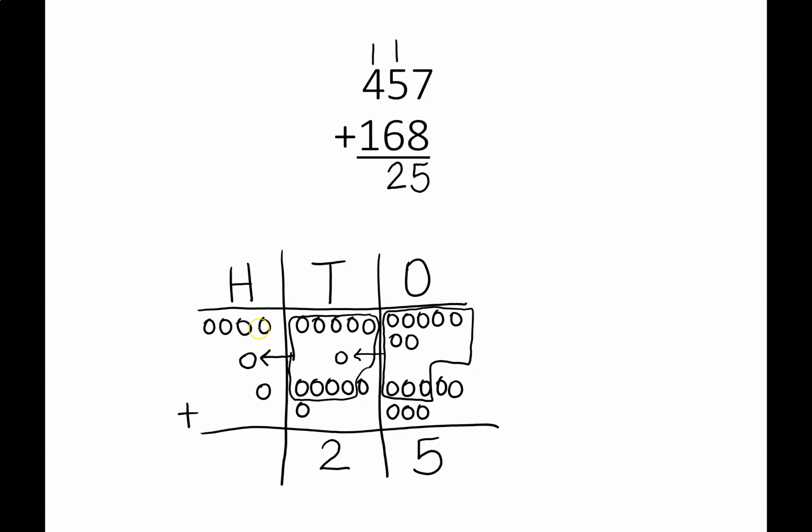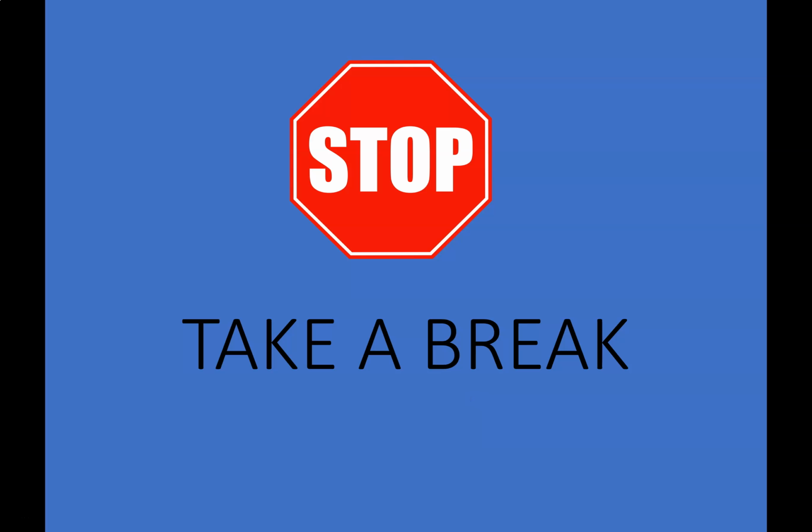So I have 1, 2, 3, 4, 5, 6 hundreds left. So 457 plus 168 is 625. Very good job with that. Now, if some of you have noticed that you prefer doing just the standard algorithm, that is fine as long as we're getting the correct answer. Okay, but I like the place value chart helps you. Definitely do the place value chart.